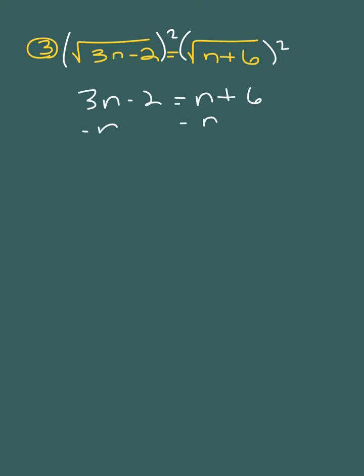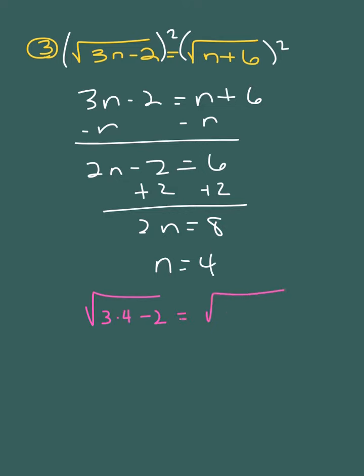Now we're going to check it, so let's go back into our original, and wherever I see an n, I'm going to put a 4. So I have the square root of 3 times 4 minus 2 is equal to the square root of 4 plus 6. So 3 times 4 is 12, minus 2 gives me 10, is equal to the square root of 4 plus 6, which is also the square root of 10. Now I don't have to simplify that any further. I have a true statement, so I know that the answer to this problem is n is equal to 4.